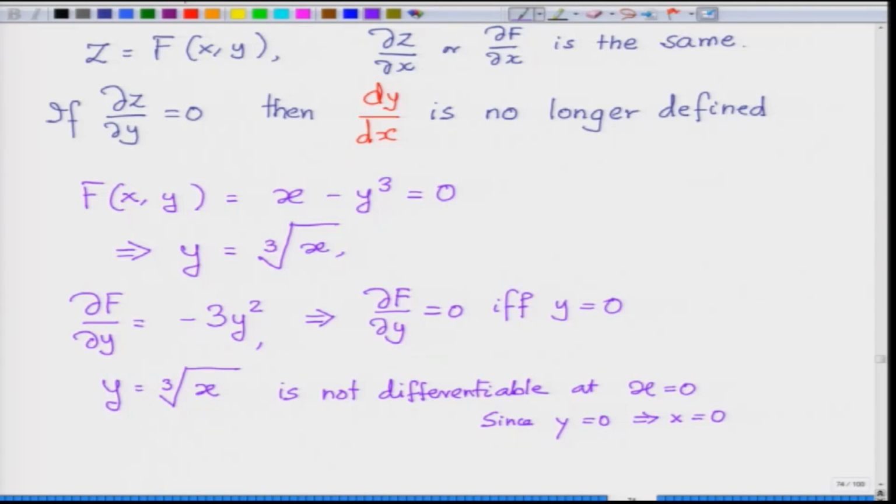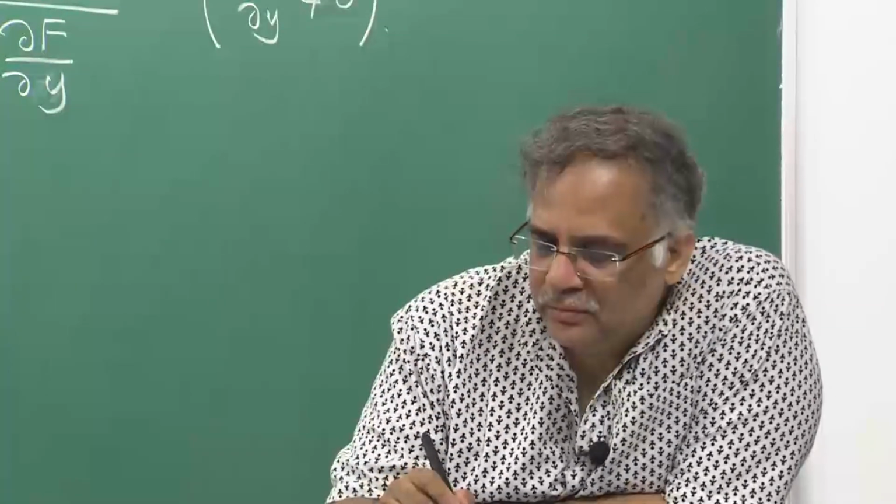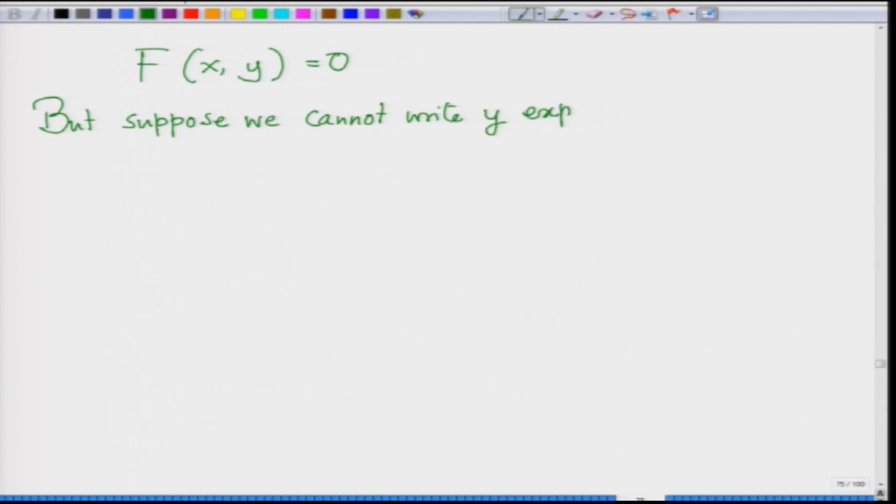So, this is a kind of demonstration that this is meaningful only when the lower one is non-zero, dy/dx. Now, we will come to the implicit function theorem. The implicit function theorem tells you the following: suppose f(x, y) equal to 0, I am just in 2 dimensions for simplicity, but suppose we cannot write y explicitly as a function of x. We cannot write.